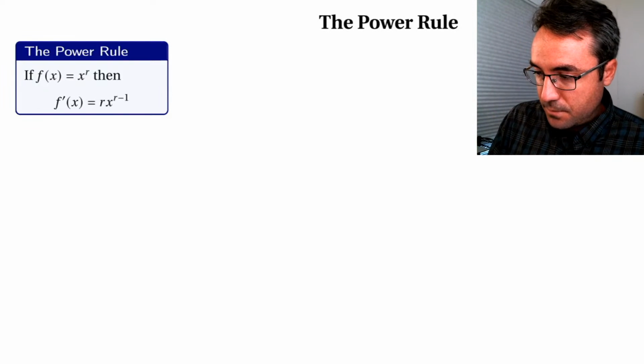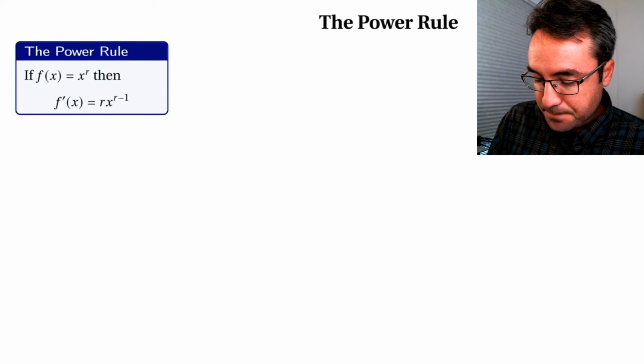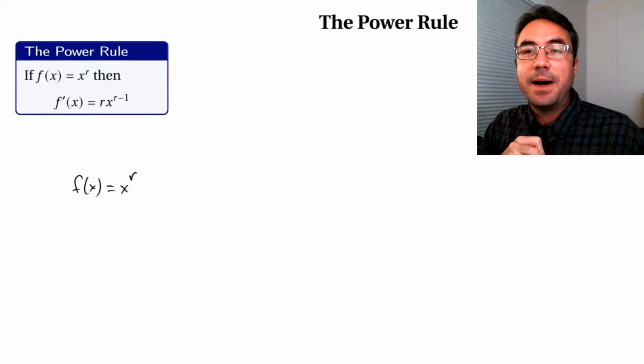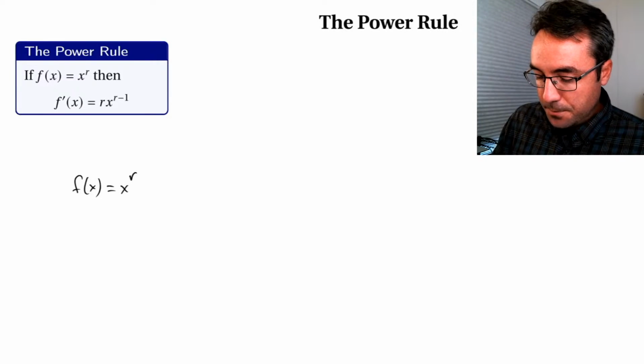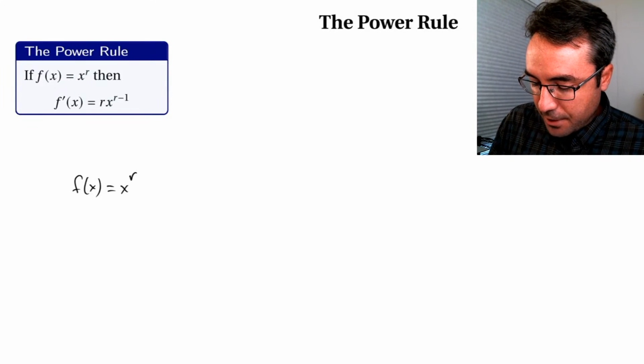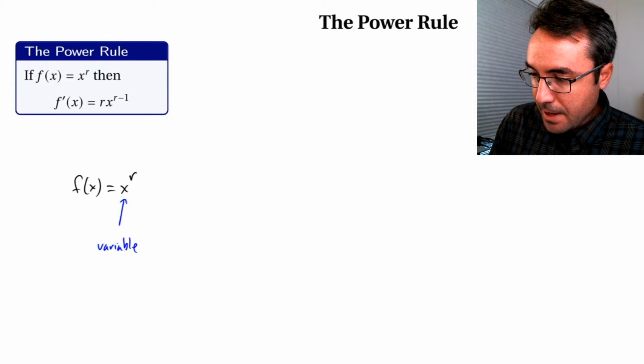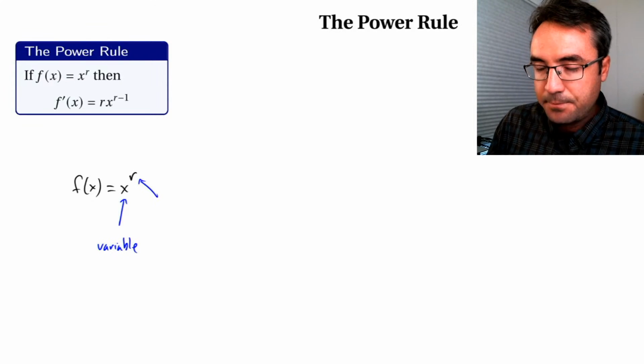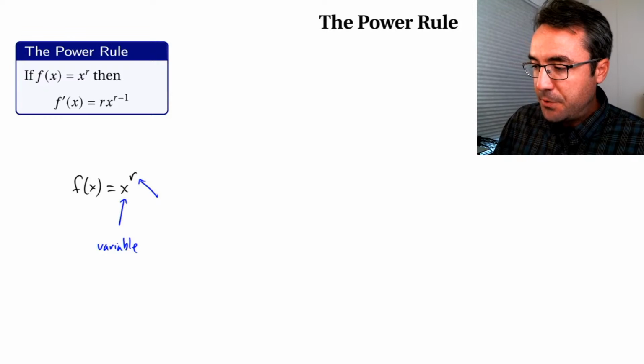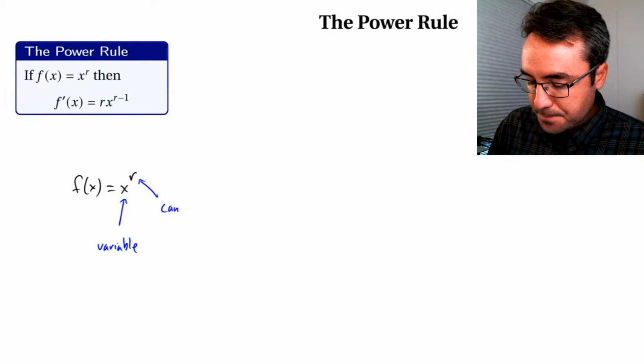So let's read through what this says. We have x to the power r. So x is our variable, and our exponent here, we've written it as r, but this can be any number.